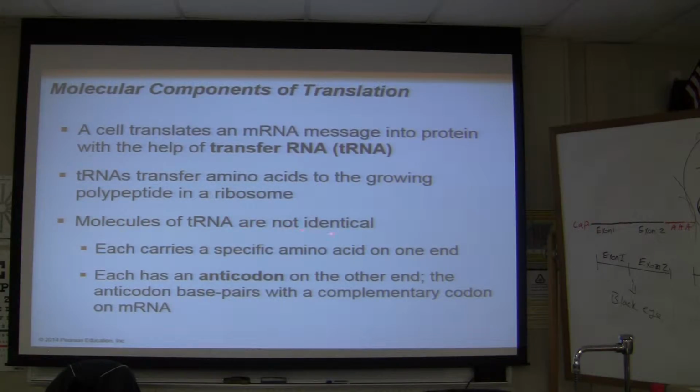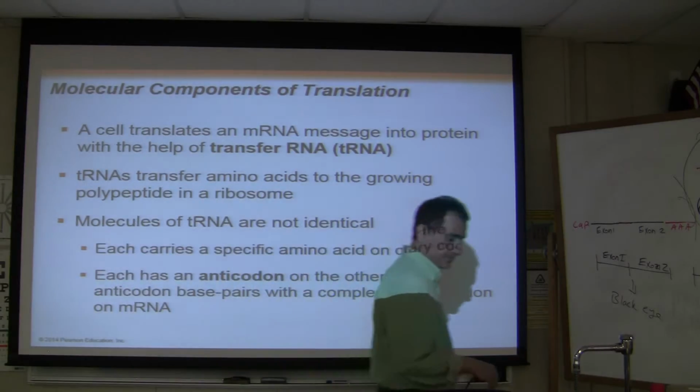Molecules of tRNA are not identical. We have different tRNA for different amino acids. We have 20 different amino acids. Each carries a specific amino acid on one end. Each has an anticodon on the other end, and the anticodon base pairs with a complementary codon on mRNA.